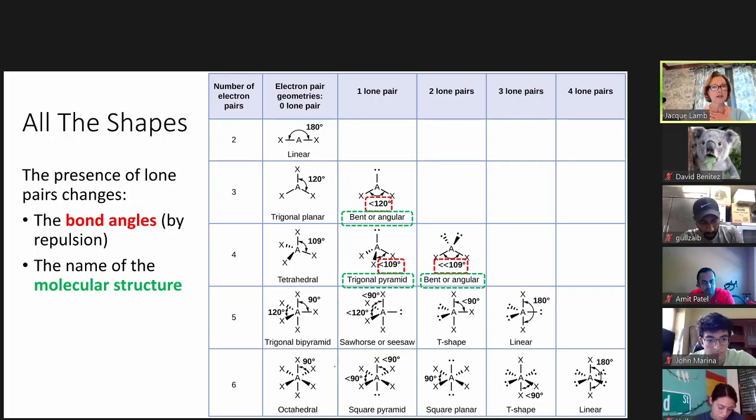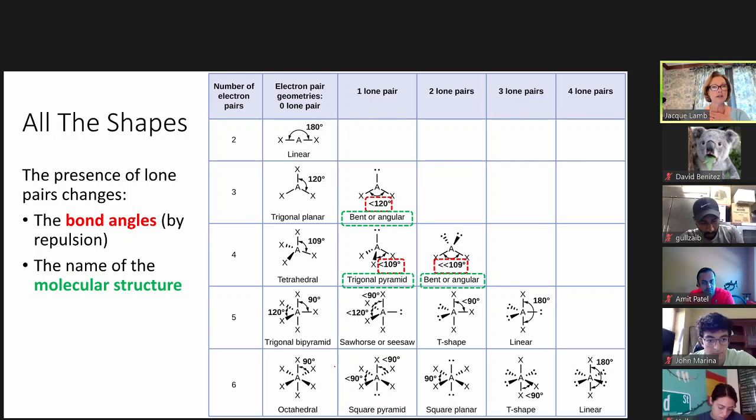So if we have 3 electron domains, but one of those is a lone pair, the shape of the molecule is determined by this part of the molecule, the AX bond angle. And this is called bent or angular. This lone pair can try to stretch out a little bit. So the bond angle, which is normally 120 degrees, will be slightly less than 120 degrees here. But the molecular shape is bent or angular.